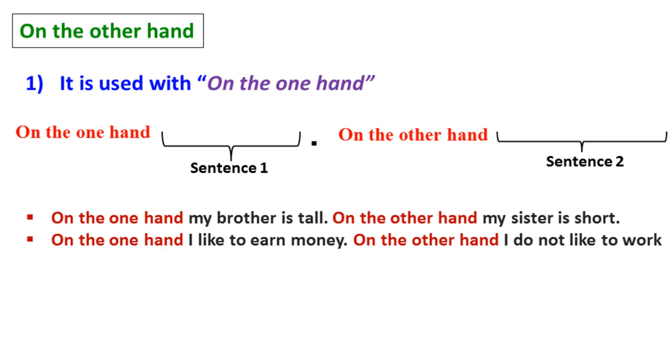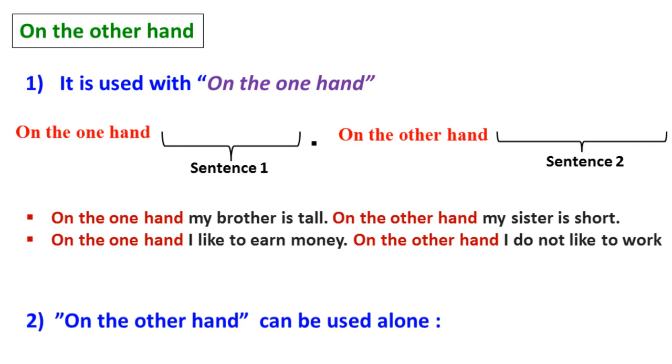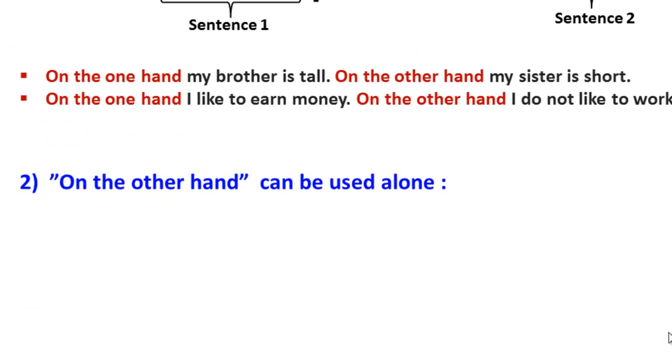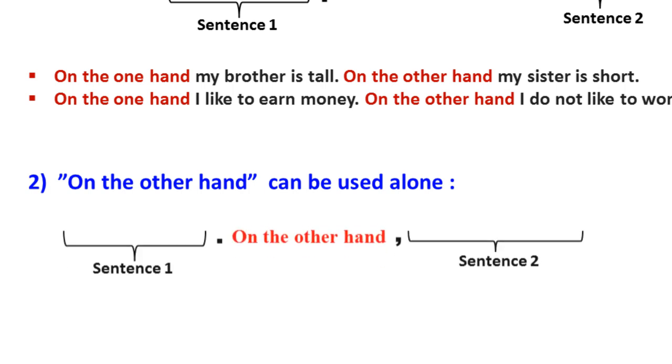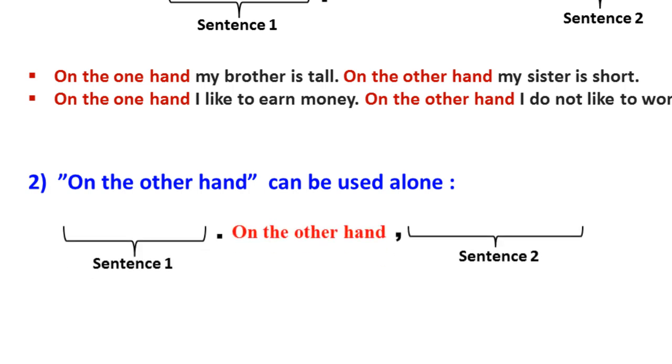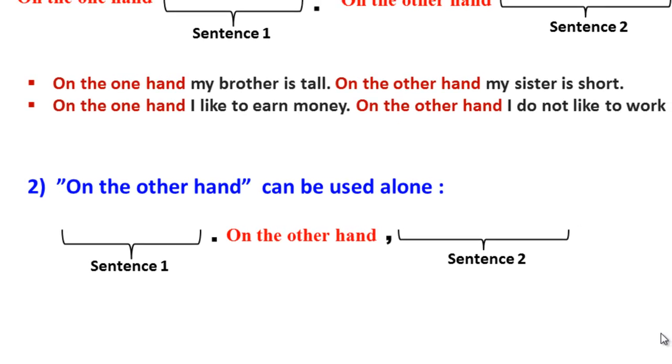The second example. On the one hand, I like to earn money. On the other hand, I don't like to work. On the other hand can be used alone. That is, we don't use it with on the one hand. And when it is used alone, as you see, it goes in the middle of a sentence and we put it between a full stop and a comma, or a semicolon and a comma. Sentence 1, full stop, on the other hand, comma, or sentence 1, semicolon, on the other hand, O should be small, comma, plus sentence 2.